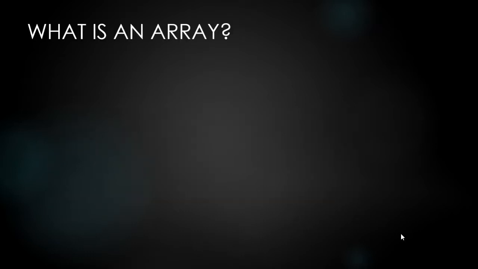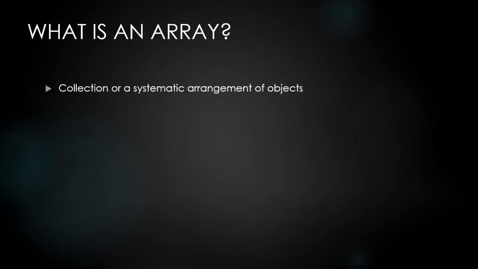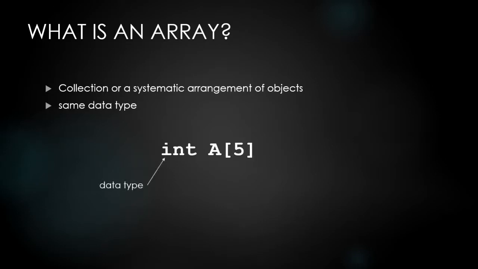We define an array as a collection or a systematic arrangement of objects of the same data type. A typical definition or declaration of an array would look something like this. An array definition will have a data type, in this case an array of integers, and then we'll have the variable name, and we also have the size of the array.